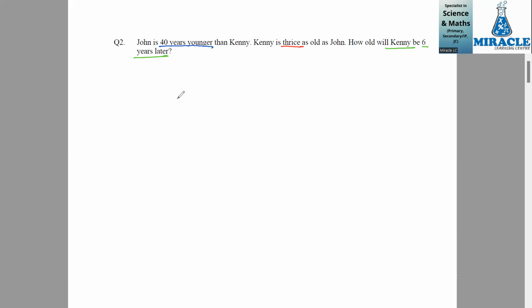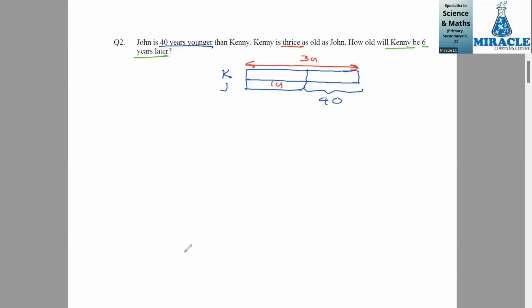We know that John is 40 years younger than Kenny. So we have Kenny, we have John. Let's draw something like this. And this difference over here would be 40. And we know that Kenny is thrice as old as John. So Kenny has 3 units, while John only has 1 unit. Okay, so the question wants to know how old Kenny will be 6 years later.